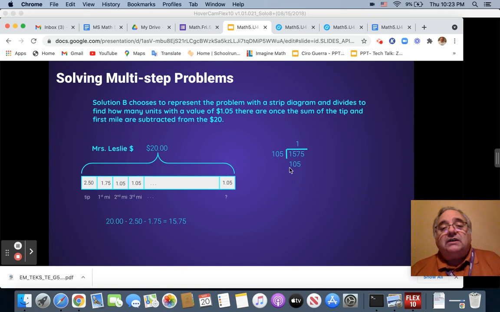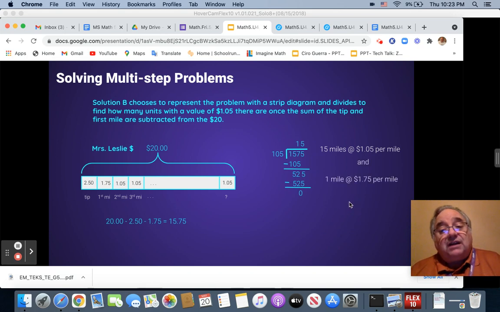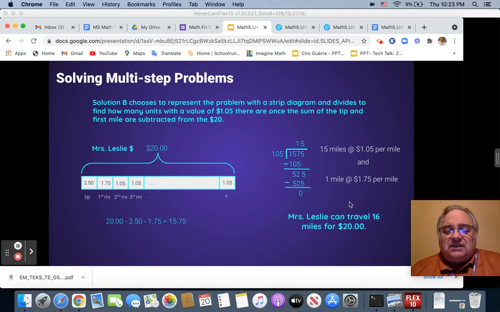So I can take 1 times 105. That gives me 52. I can't take that off, so I bring down the 5. But I can divide 105 into 525, which gives me 5, which gives me a 525. There's 0 remainder. So I know I have 15 miles that I can use. So I'm going to pay 15 miles at $1.05. Now remember, we've already paid for the first mile at $1.75. So that's a total of 16 miles Miss Leslie can travel on 20 bucks.